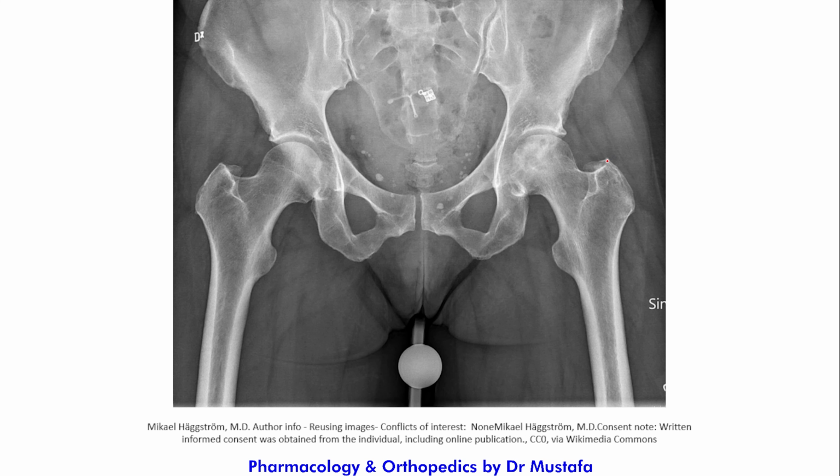So here we have an X-ray of the hip joint. The left femoral head has avascular necrosis, as we can see here, compared to the right one. There is increased density of the head compared to the right one, and there are articular surface irregularities here. So those are two signs of the avascular necrosis of the head of the femur.